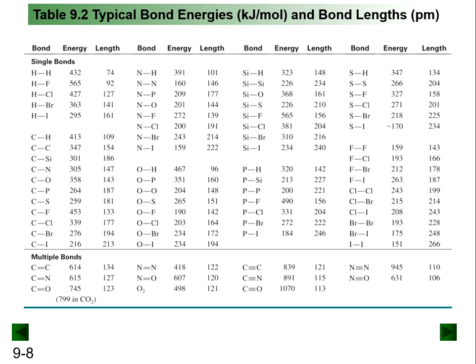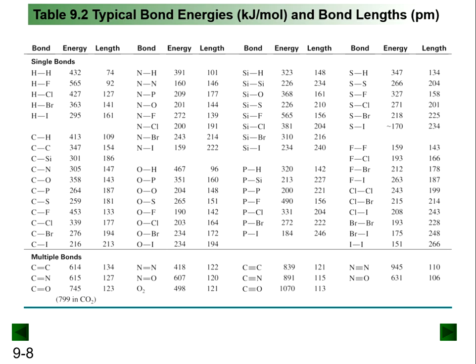Now, typically, when you have a single bond, like the carbon-carbon single bond, 347, down below you'll see the carbon-carbon double bond, 614. That's a typical sort of behavior. The carbon-carbon single bonds are more than half as strong as the carbon-carbon double bonds. So the carbon-carbon double bonds are not twice as strong as the carbon-carbon single bonds.